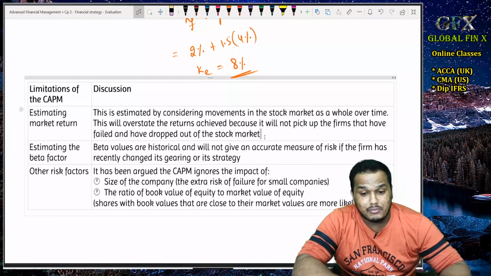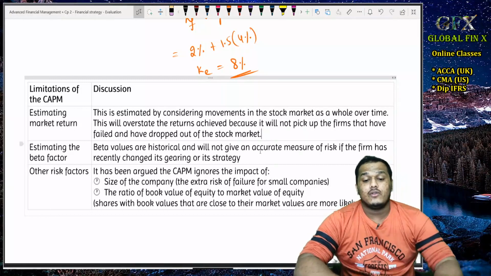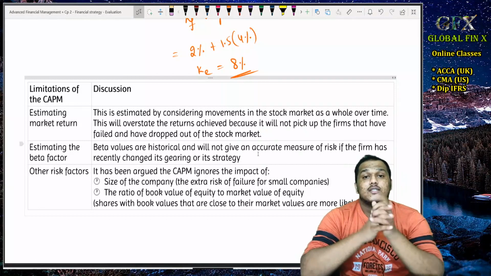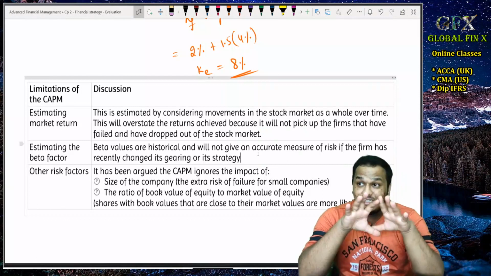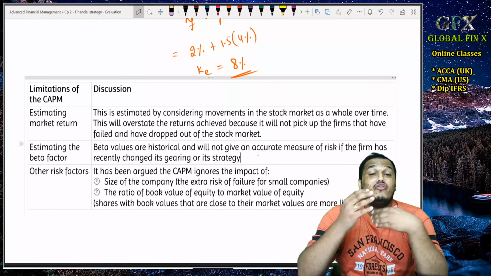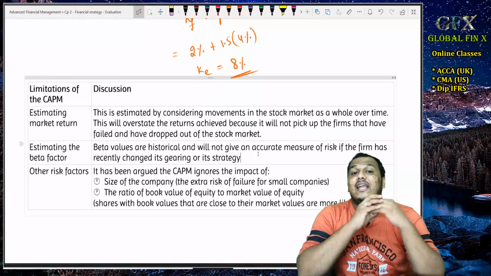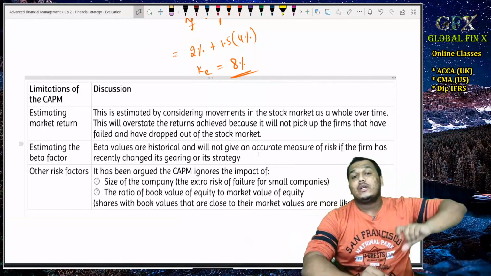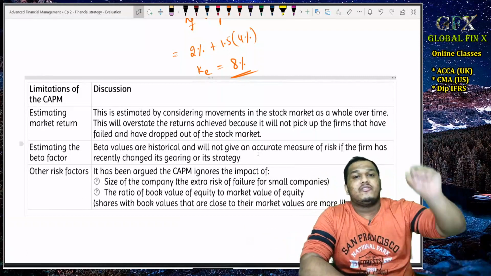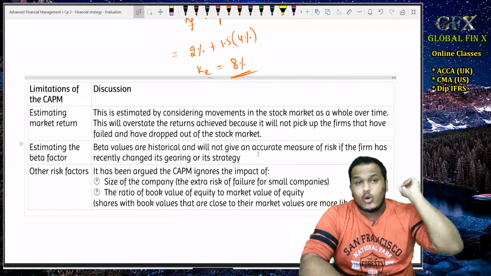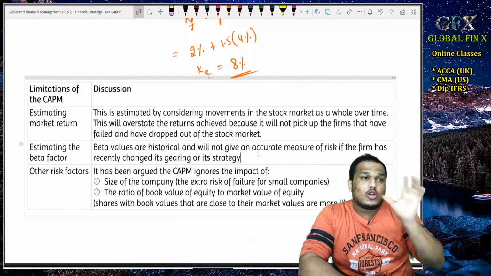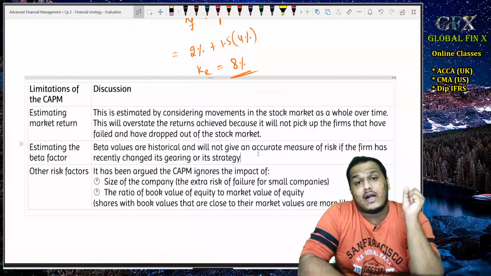Sir, what does that mean, sir? Okay, for you to understand this point, you need to consider some things. When we calculate the market return, which market shall I take? Shall I take the overall market, all the companies listed in the market, or should I take an index of that market, like Nifty or Sensex or Dow or Nasdaq? Should I consider the entire market or only take the indexes from that market?